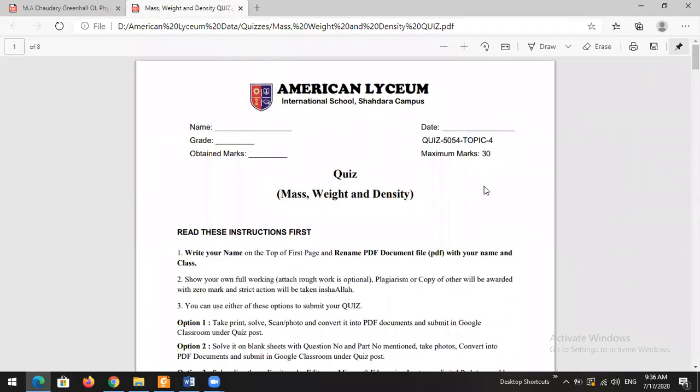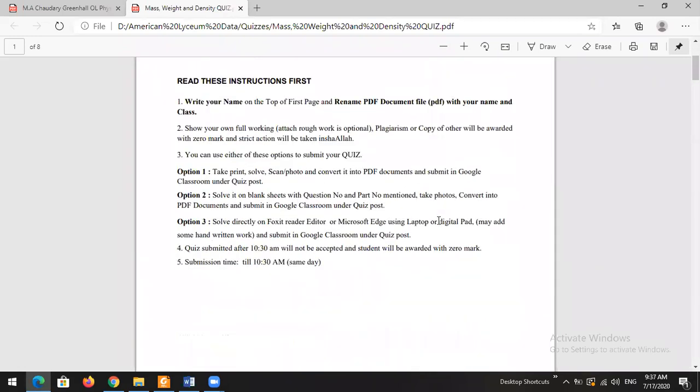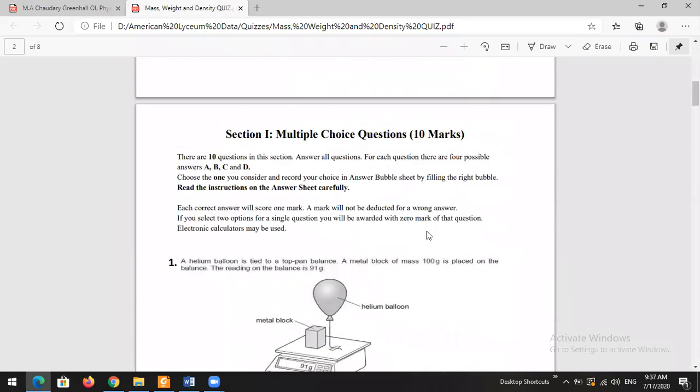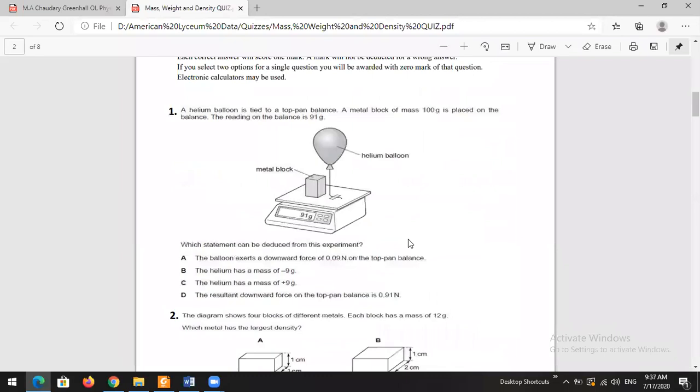Okay, today we will discuss this quiz on mass, weight and density. We will start from the MCQs portion. Question number one says a helium balloon is tied to a pan balance. A metal block of mass 100 gram is placed on the balance. This metal block, its mass is 100 gram.